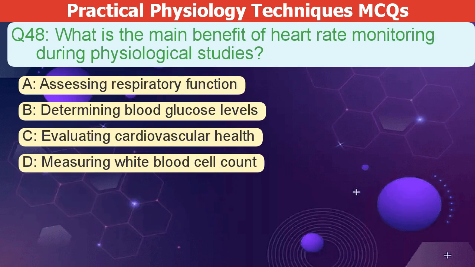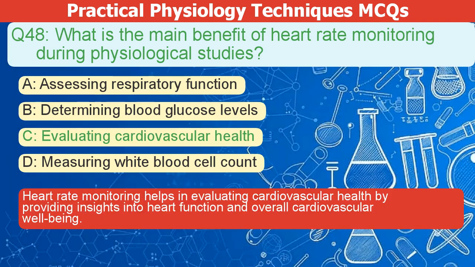What is the main benefit of heart rate monitoring during physiological studies? A. Assessing respiratory function. B. Determining blood glucose levels. C. Evaluating cardiovascular health. D. Measuring white blood cell count. The correct answer is C. Heart rate monitoring helps in evaluating cardiovascular health by providing insights into heart function and overall cardiovascular well-being.